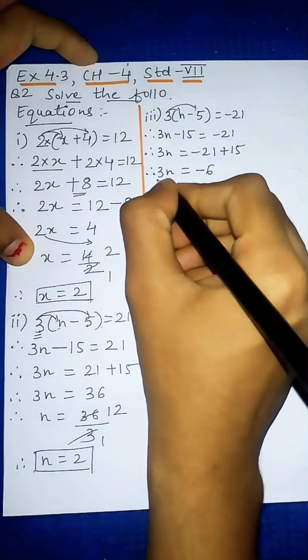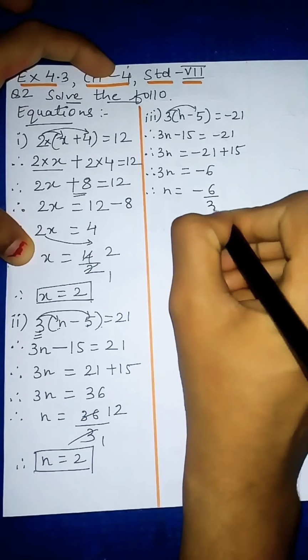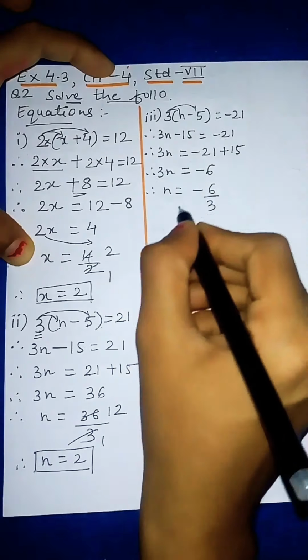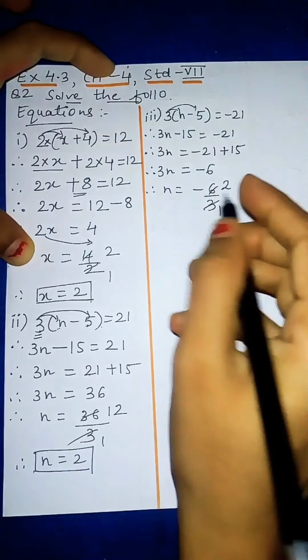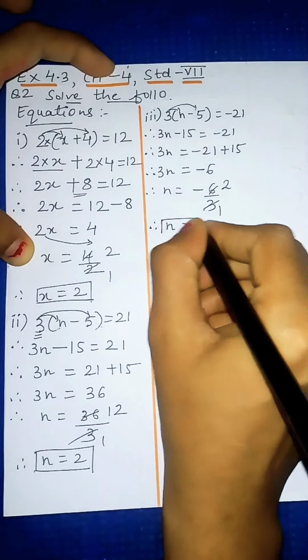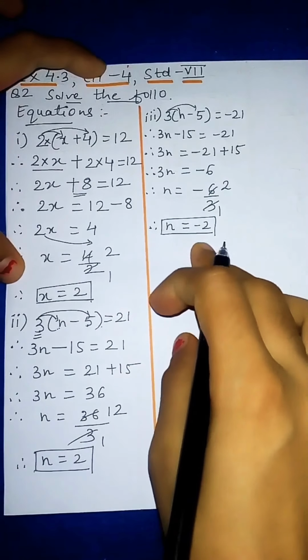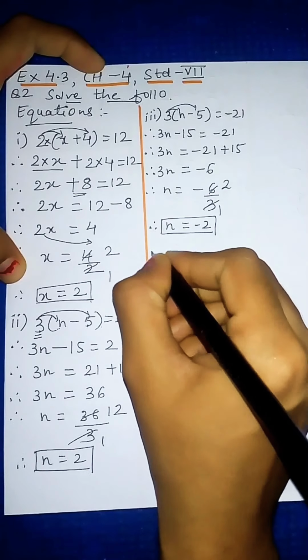Now this 3 is in multiplication. So we will take it in division this side. So where will this 3 come? Here below. Now 3 ones are and 3 twos are. So minus 2 is left. So n equal to minus 2. So this is the answer. Here 2 had come, here minus 2. So minus 2 is the value of the variable.